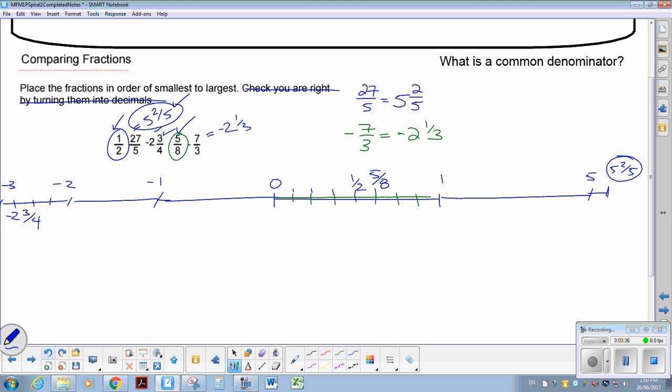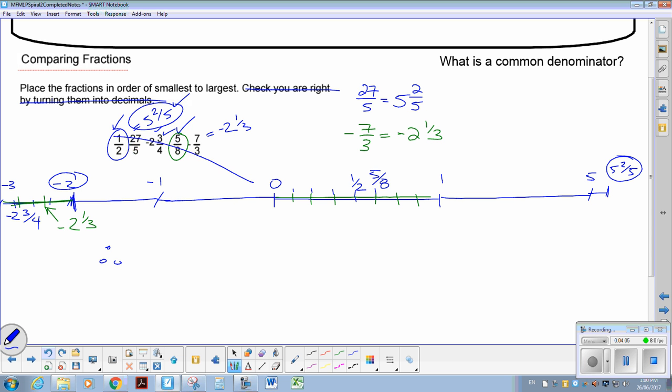And negative 2 1/3. So we go back to the negative 2 way over here. And now I got to break this line into thirds. So I'm going to use a different color. So here's my line. I'm going to break it into equal parts. So 1, 2, 3. So that means right there is negative 2 1/3. So therefore, putting them in order, we want to go smallest to largest.